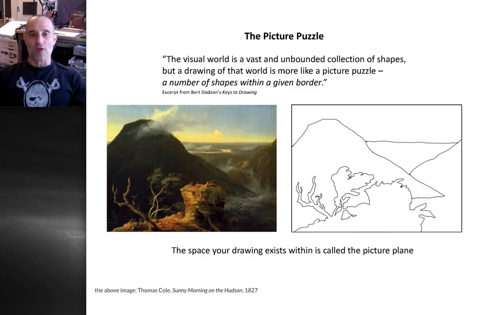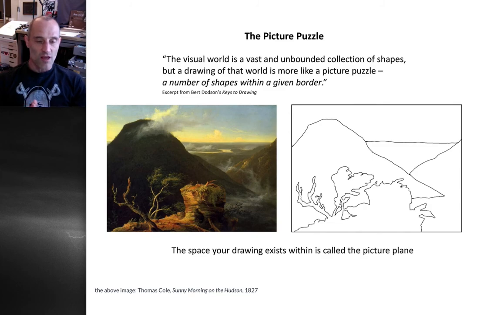Another way to think about our arrangement is like a puzzle picture of shapes, right? Quote, "The visual world is a vast and unbounded collection of shapes, but a drawing of that world is more like a picture puzzle. It's a number of shapes within a given border." So we are drawing within what is called the picture plane, right? Our limitations are either the edges of the paper, or if we draw a small border within, we're drawing a little rectangle that's a little smaller than our whole page. That is our picture plane. That's what we need to be arranging within.